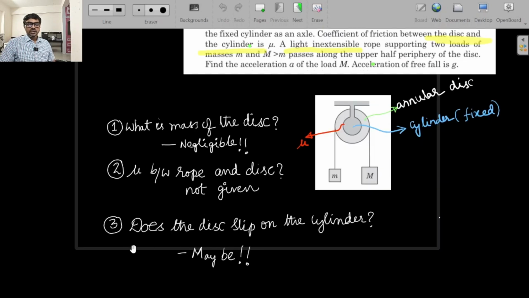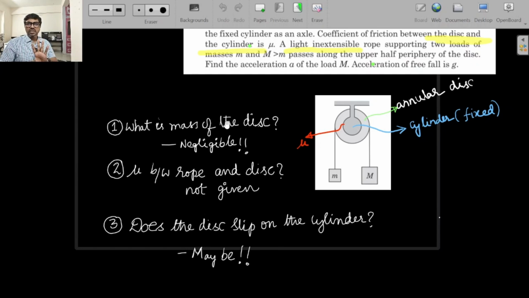And the third part is, whether the disc is slipping on the cylinder or not, we don't know. The blocks will have to move, that means the rope has to move. Now the question is, does only the rope move, or does that annular disc also rotate? That is something we don't know, and it is not very clearly mentioned. It is possible that the annular disc is fixed and only the rope moves, or otherwise the annular disc and rope together can rotate with a common angular velocity, or a different angular velocity also. Whether the annular disc rotates on the cylinder or not is also not mentioned. Depending on the situation, we will take it.